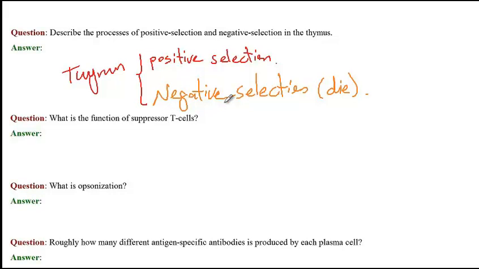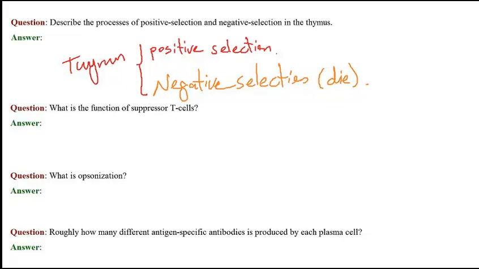Okay? Now, the problem with autoimmune disorder is that these cells do not undergo negative selection, and so they keep attacking our own cell because they recognize MHC1 and they badly attack it. So that's the reason that people with autoimmune disorders have their immune system attack their own cells.